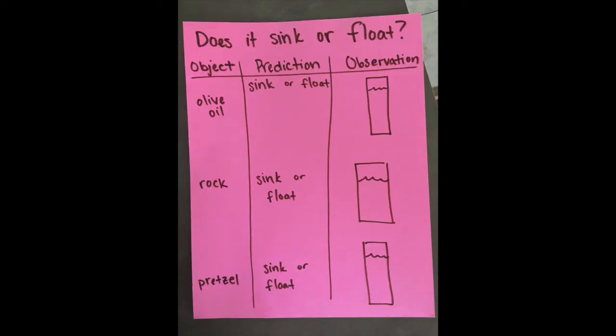Let's get started. You can make a chart that looks something like this one. At the top it asks, does it sink or float? And then we have columns where you can fill in the object that we're testing, your prediction, whether you think it will sink or float, and then your observation. In the observation column, you might choose to draw a picture of what you see. Remember, today you get to be the scientist and teach your grown-ups how to do this experiment.